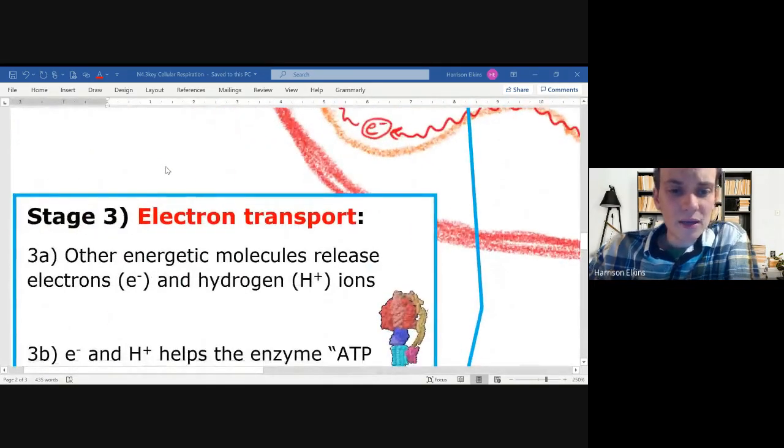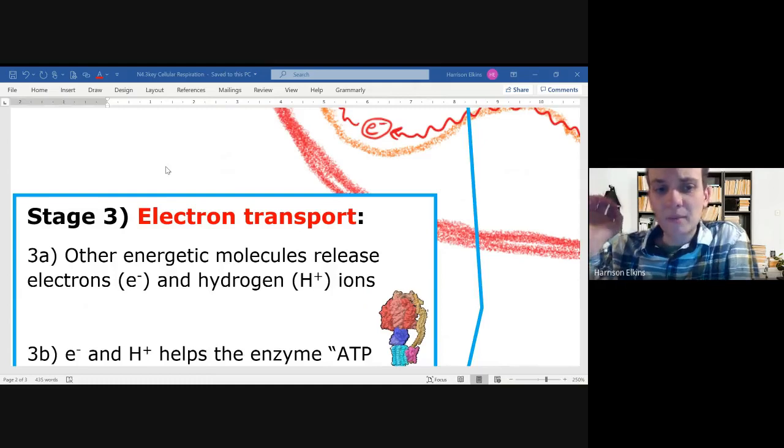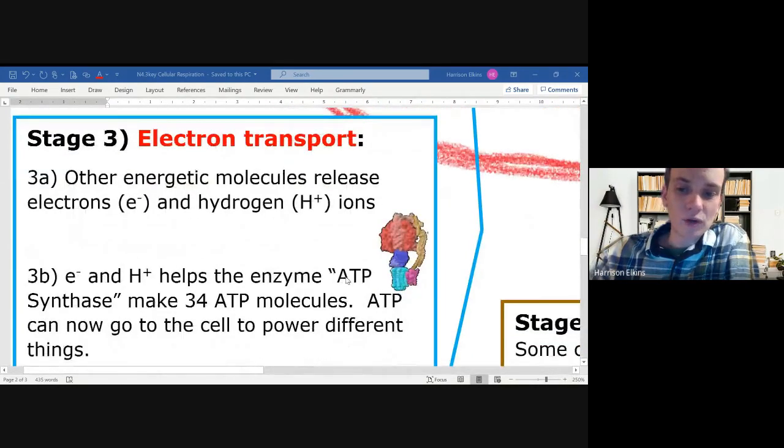So stage 3A is when some other energetic molecules are going to be releasing electrons and hydrogen ions. Okay, so you've got these coming off of those energetic molecules that came from the sugar. The electrons and the hydrogens are going to help this enzyme called ATP synthase to make 34 ATP molecules. Remember, I want to charge ATP.